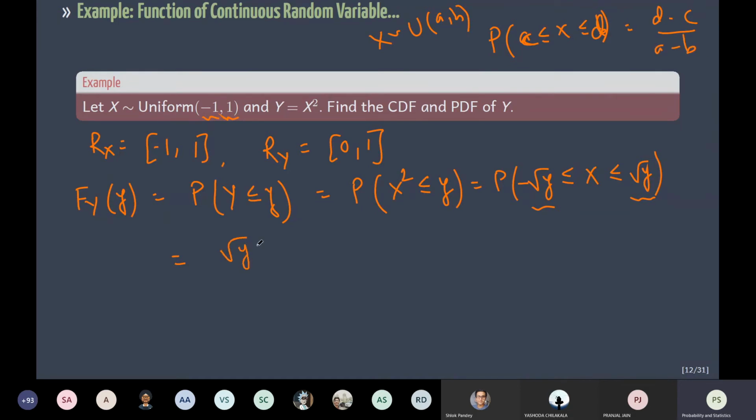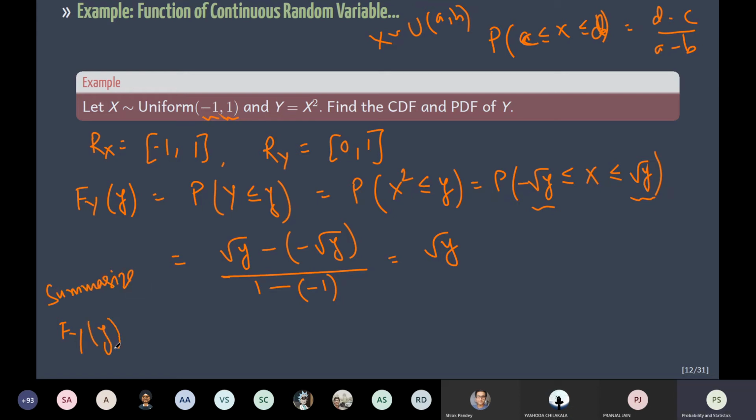So this is square root of y minus minus square root of y, divided by the original range, where a and b here are minus 1 and 1 respectively, so this comes to square root of y. Okay, so that's the CDF of y. So the CDF of y we can now summarize. So summarize.